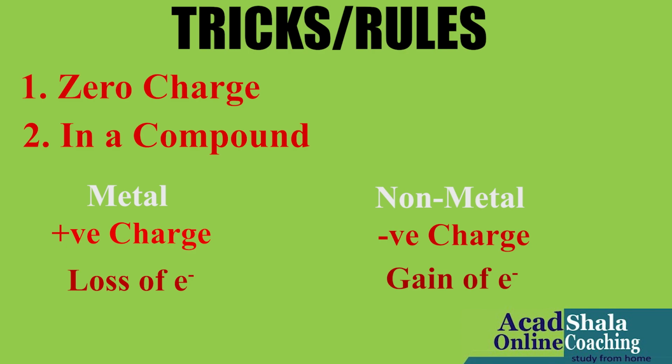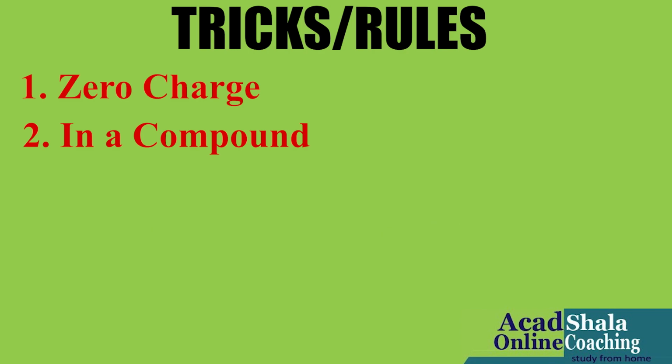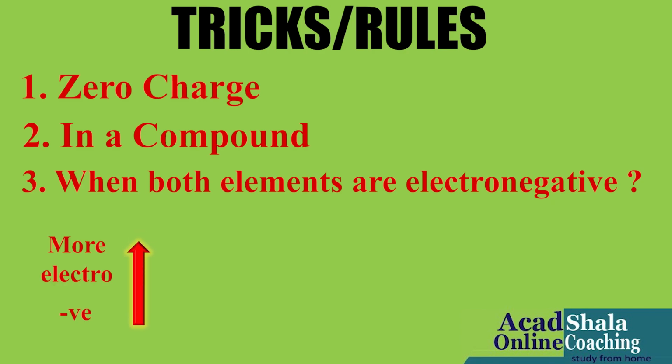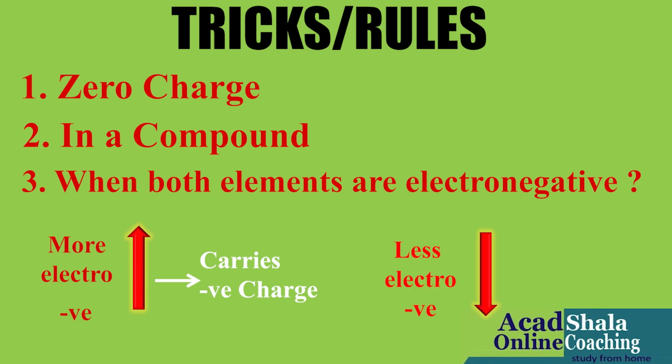Always remember. Now the third point says, when both elements are electronegative, what to do? Out of these two elements, we will see which is the most electronegative. When we come to know which is the most electronegative, we will say yes, this is the most electronegative. So the most electronegative element will carry negative charge and the less electronegative element will carry positive charge.